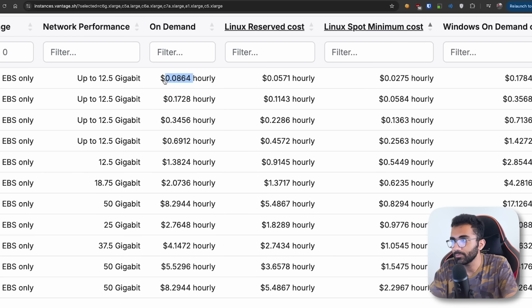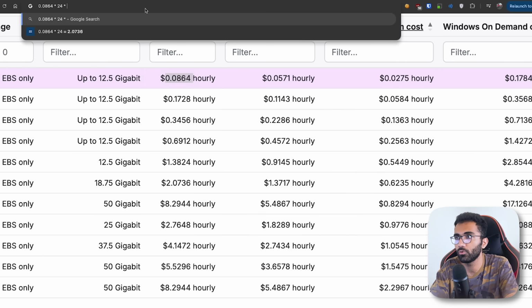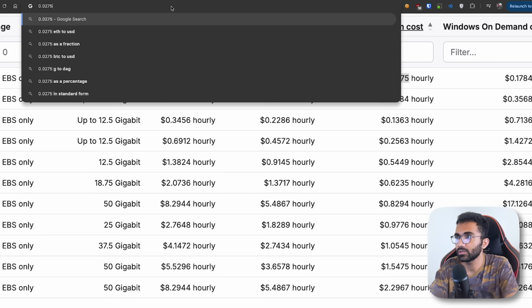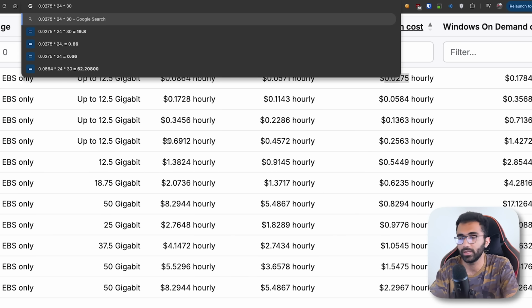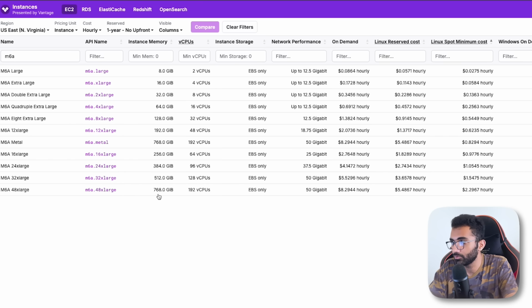So when you're using something like this, you are paying 24 and 30, you're paying $62 a month, versus if you're using something like this, you are paying 24 and 30, which is $20 a month, right? And this makes an even bigger difference if you are going for bigger and bigger instances. You have to find your sweet spot at some point.